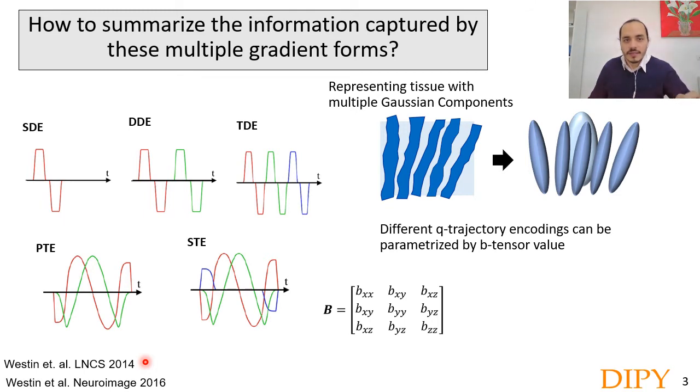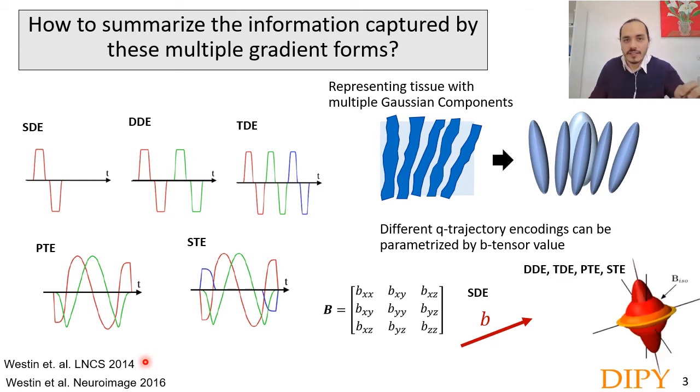So as opposed to the SDE sequence that could be characterized by just a gradient intensity and direction, q-trajectory sequences need information of the full B-tensor, which can be visually inspected by an ellipsoid.